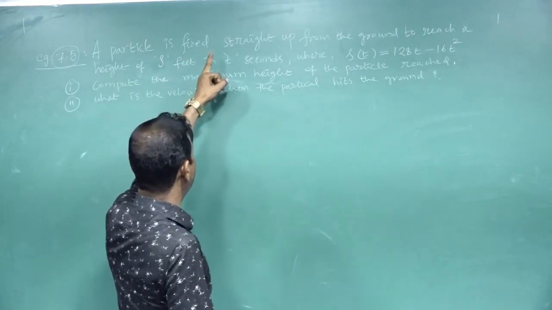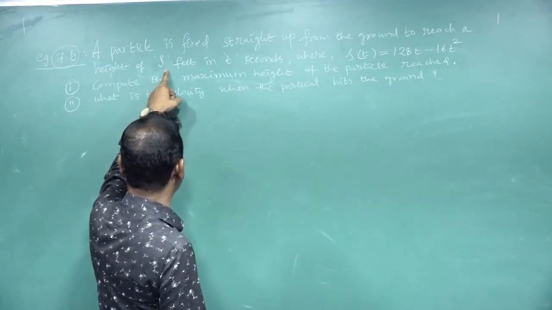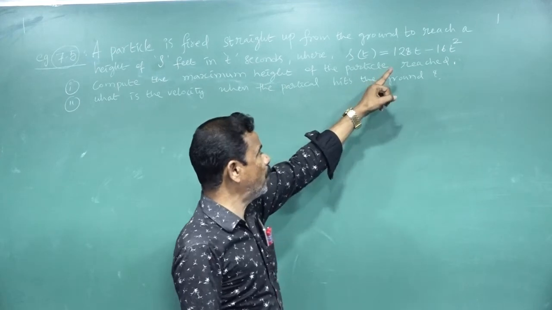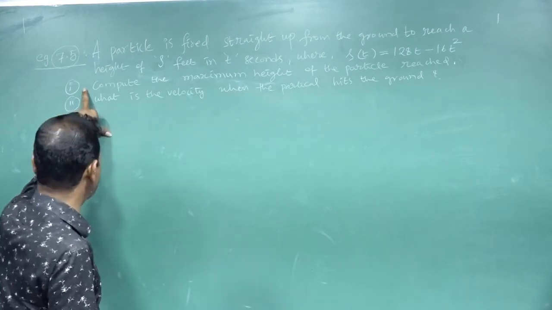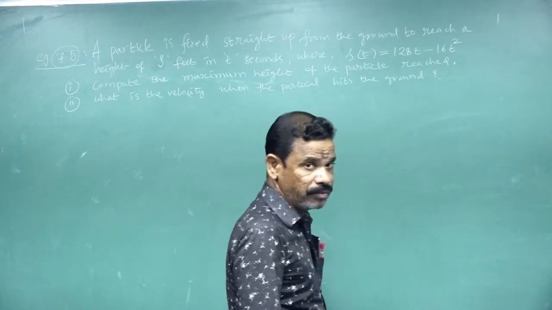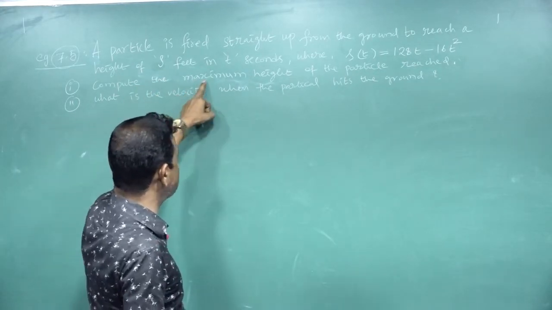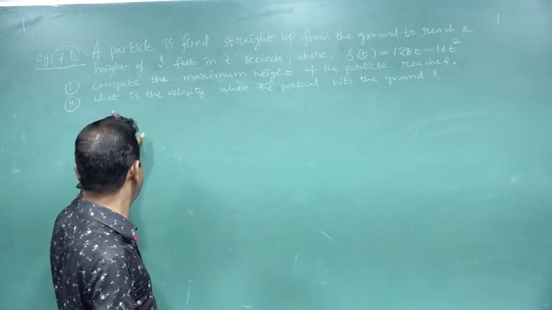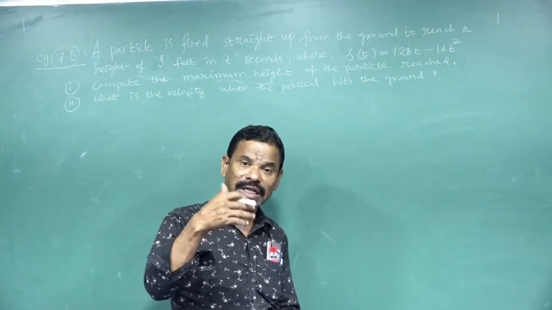A particle is fired straight up from the ground to reach a height of s in feet, t in seconds, where the function s of t is equal to 128 t minus 16 t square. In this subdivision, first question, compute the maximum height the particle reached. Next, what is the velocity when the particle hits the ground? At the time the particle reached the ground, how much is the velocity?